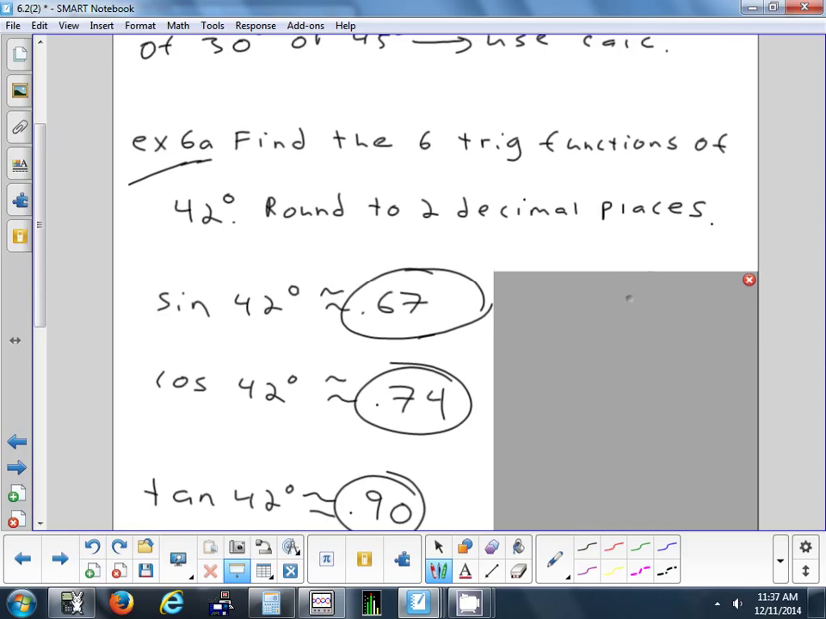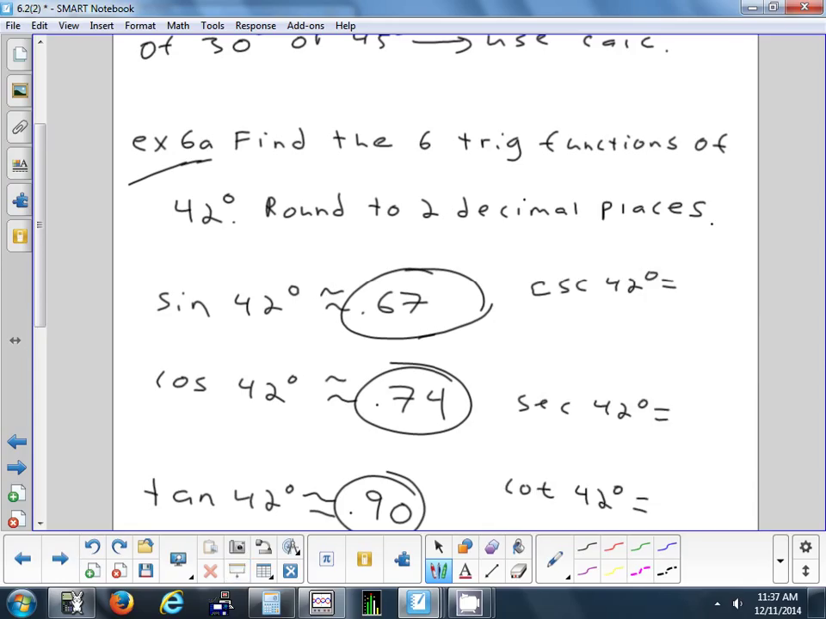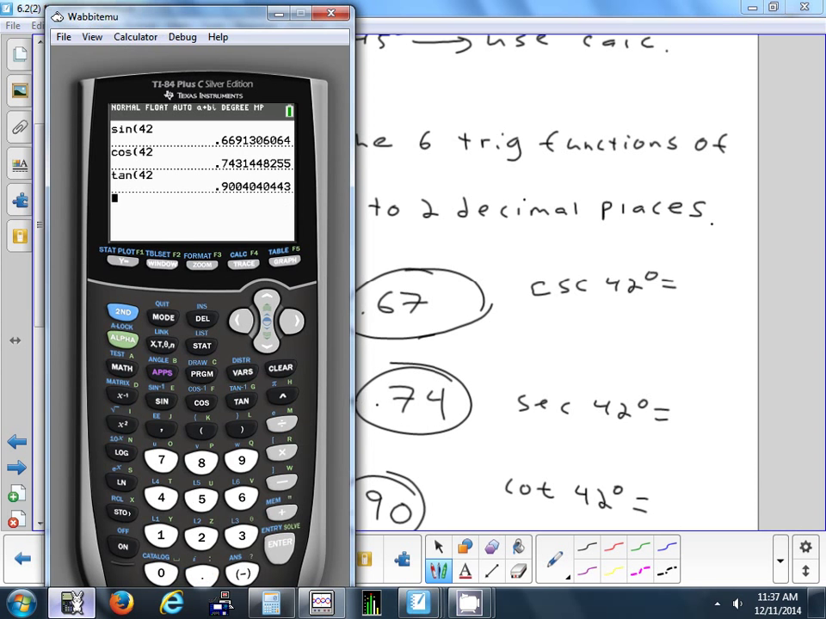So now the trick is, how are we going to find those 3? There's no buttons for them on the calculator. Okay, any thought how I can do the cosecant of 42? If you understand how we did it when we did unit circle trig, what we're going to do here is no different. We're going to find the cosecant the same way. So what would we do to get the cosecant?